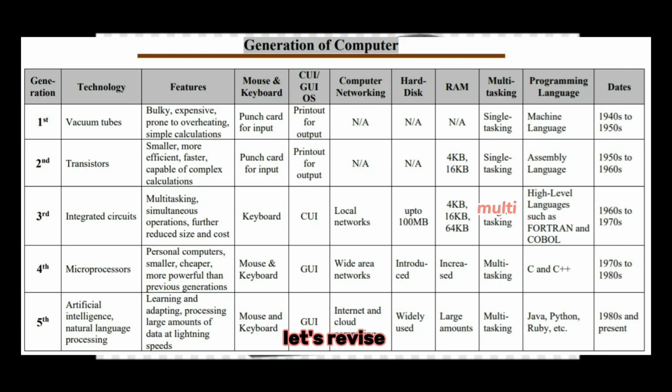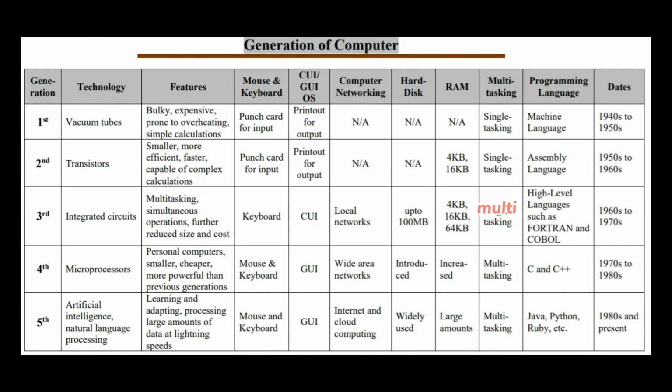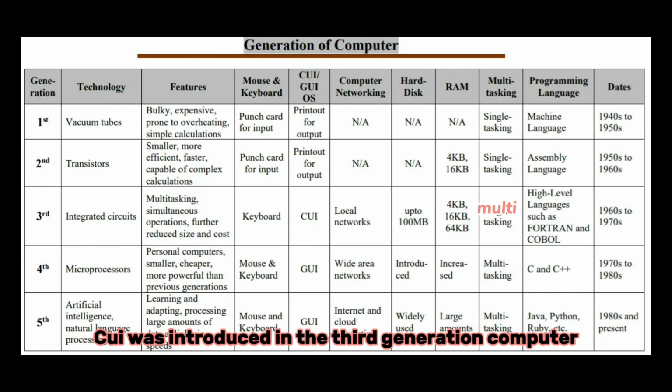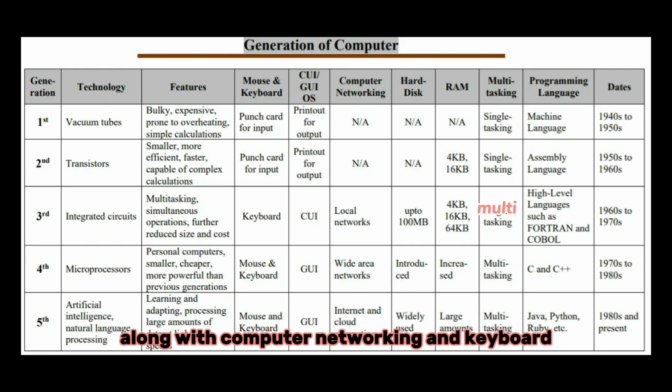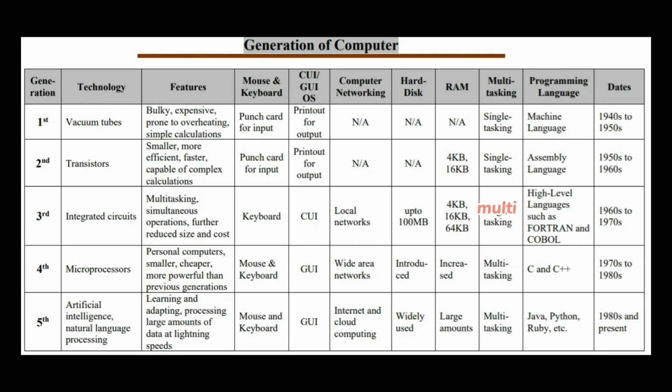Let's revise the important features and differences between the 5 generations of computers. The first and second generation computers used punch cards for input and used printouts as outputs. They used machine-level language and assembly language respectively. CUI was introduced in the third-generation computers along with computer networking and keyboard as hardware.